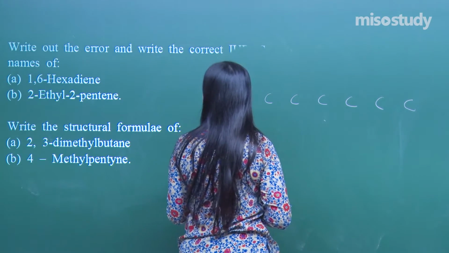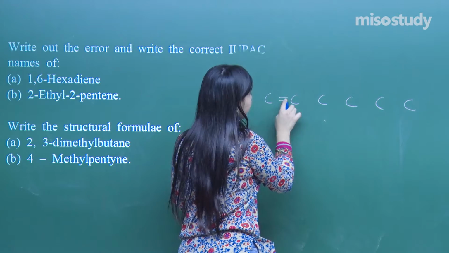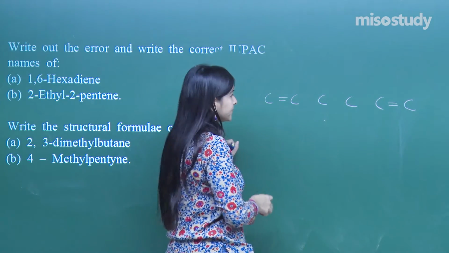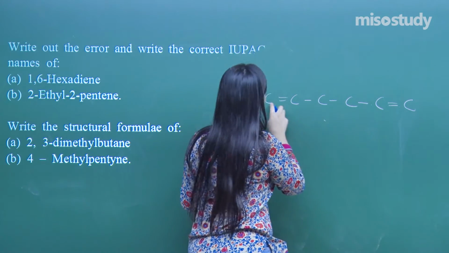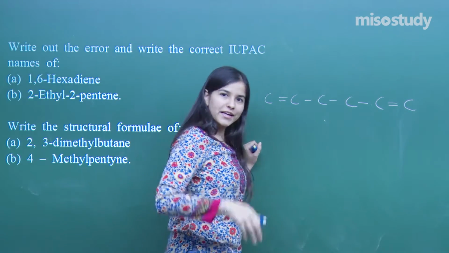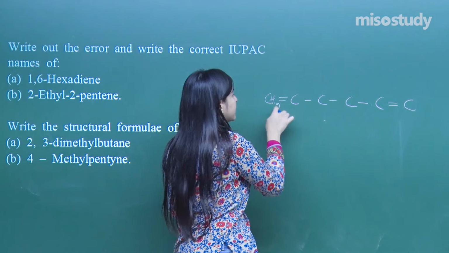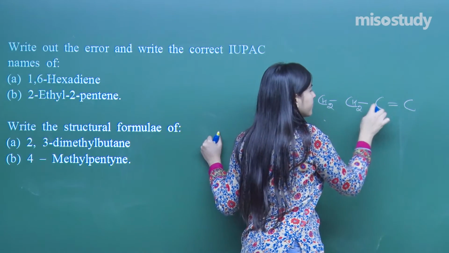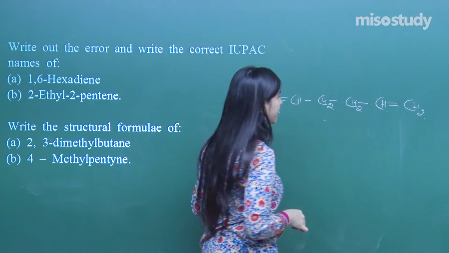And what they are saying is 1,6-hexadiene, 1 and 6, yes? Clear? 1, 2, 3, 4, 5 and 6. Can you guess what is the error over here? Let me just complete the valencies of the carbon first. What is the error?